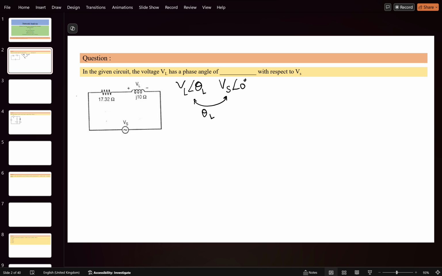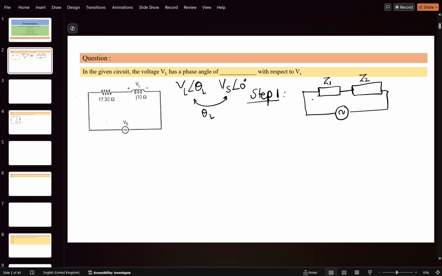The first step is to remember the voltage division principle. Suppose this is one circuit, and you have Z1, and there is another element Z2, and one source is connected. Suppose this is VS. There is a voltage drop across Z1, suppose this is VZ1, and across Z2 it is VZ2, and this is VS.